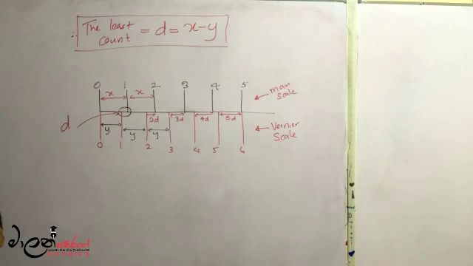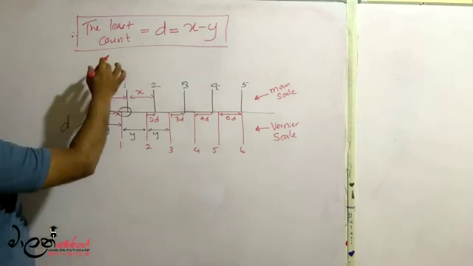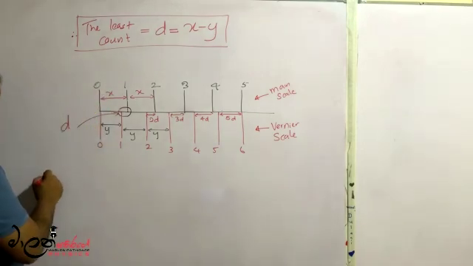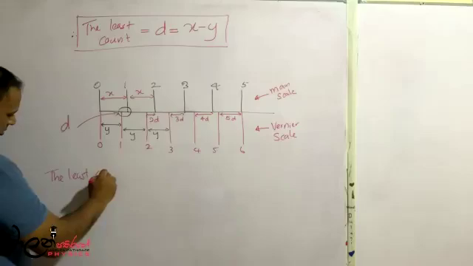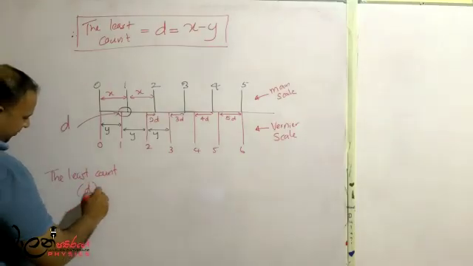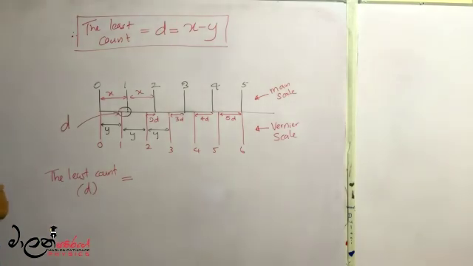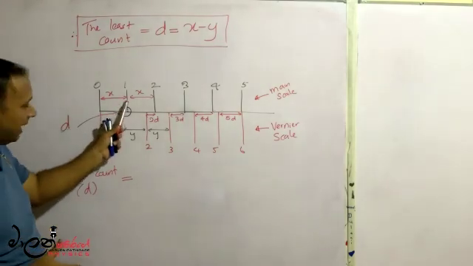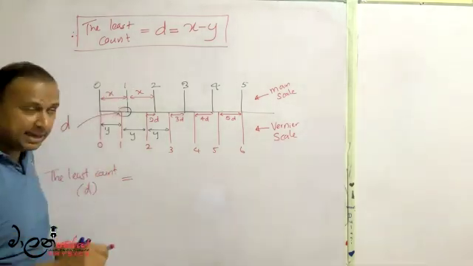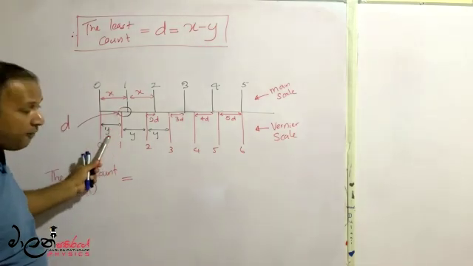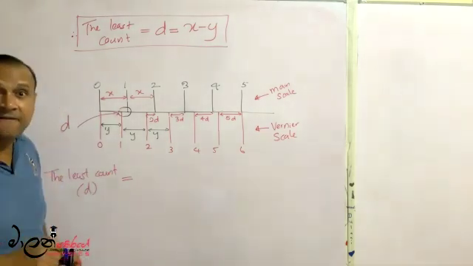Okay, write that one. Simple D, the least count. Simple D is equal to x minus y. Here, what are x and y? X is the value of a division in the main scale. Y is the value of a division in the vernier scale.